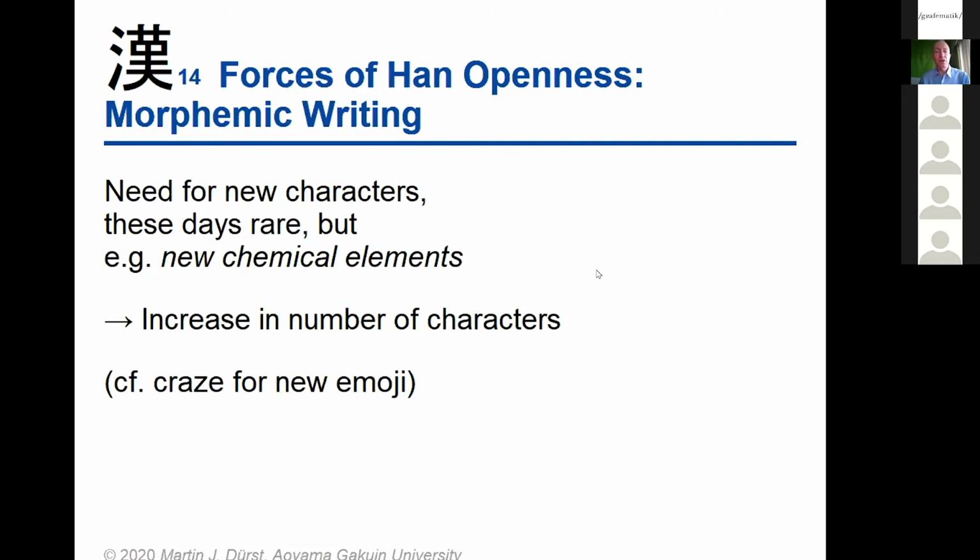For example, new chemical elements get their own characters in Chinese. And this increases the number of characters. We already have a lot of them, so we don't need many more. But if you look at the case for new emoji, you can imagine that at the start of writing, there was a very similar thing. You had a character for elephant, and you wanted one for hippopotamus, and so on, like with emoji these days. Anyway, so that's the start.